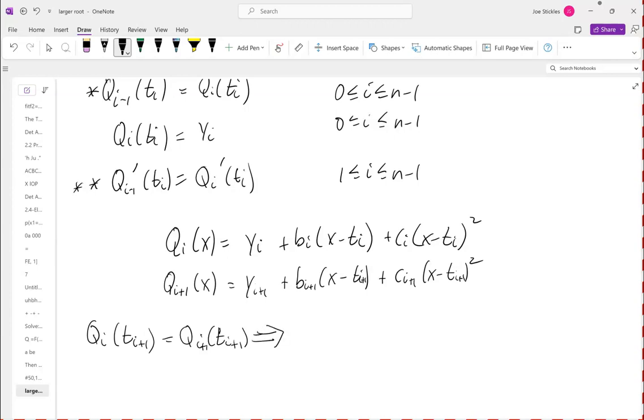If I put t sub i into the q sub i plus 1 equation, what do you get out? If I put t sub i plus 1 into the q sub i plus 1 equation, what do I get out? Looking at the right-hand side first, just get the y sub i plus 1, right? Because these two terms cancel, right? On the other side, I would get y sub i, b sub i times t sub i plus 1 minus t sub i plus c sub i times t sub i plus 1 minus t sub i squared. That's one equation, right?